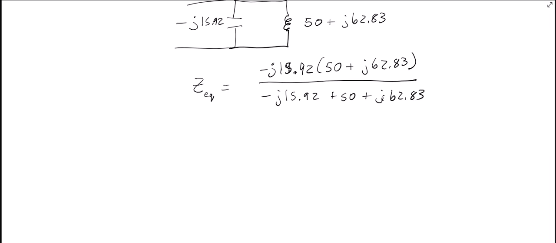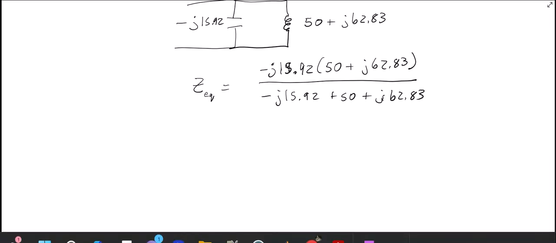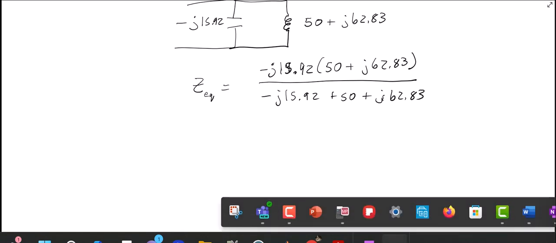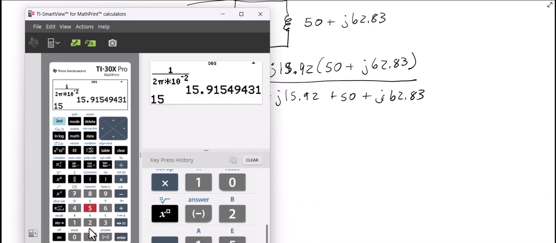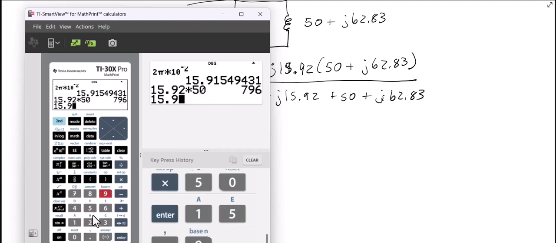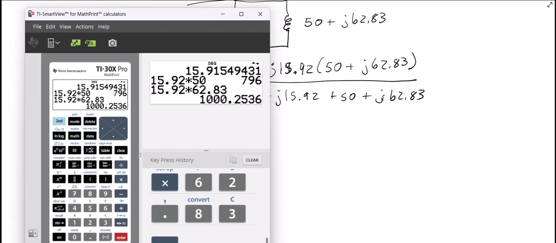So I'm going to distribute this 15.92. So let's see, that would be 15.92 times 50 is 796, and then 15.92 times 62.83 is 1,000.25. I'll just say 1,000.